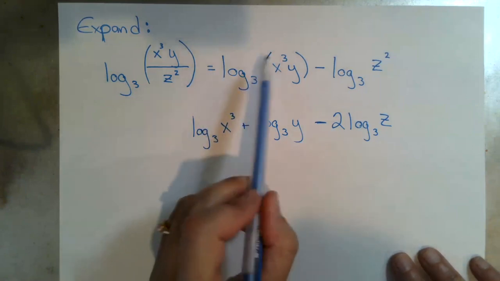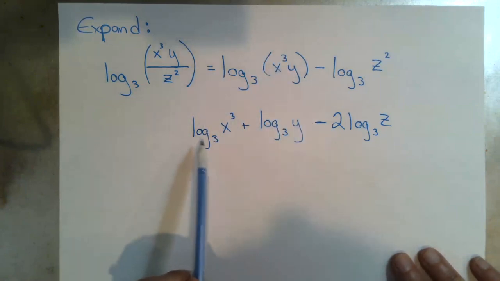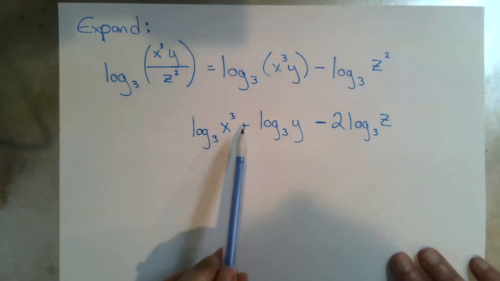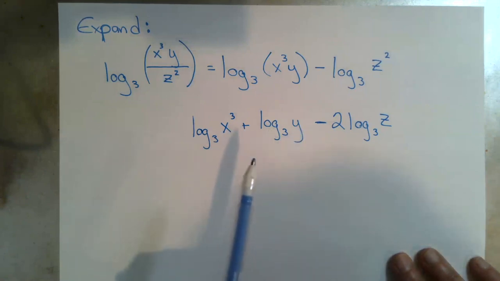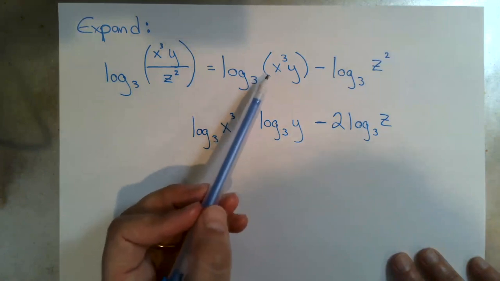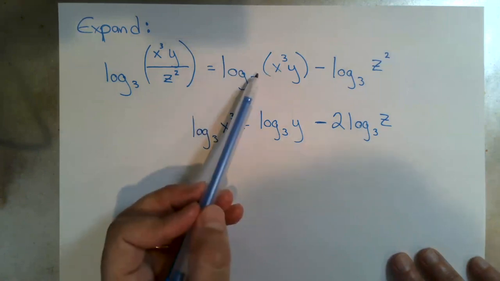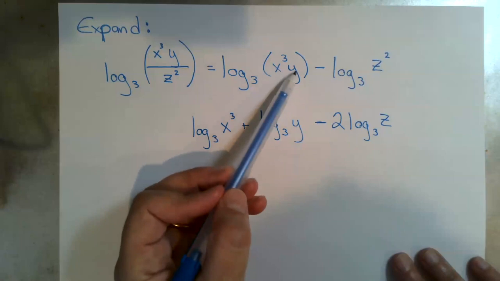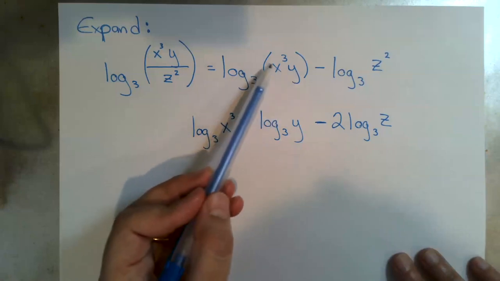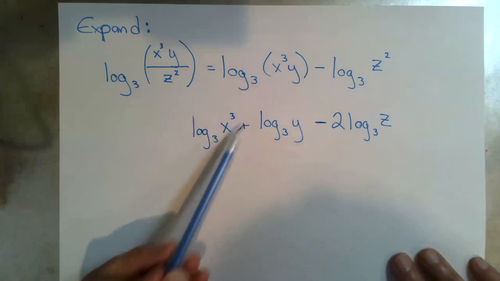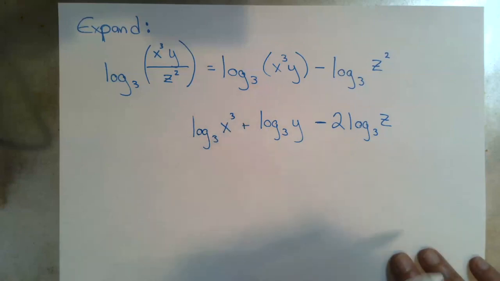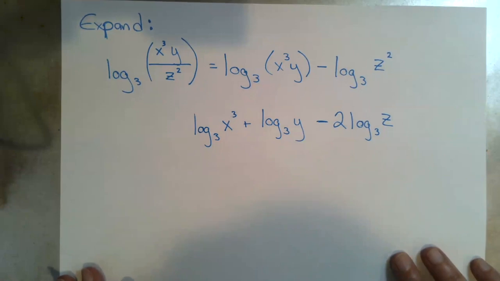So the log base 3 of x to the third times y is the log base 3 of x to the third plus the log base 3 of y. So now notice, I'm not saying that it's the log base 3 of x to the third plus y. I have to apply the log to each of the terms and add the logs of each of the terms. So just note that difference.